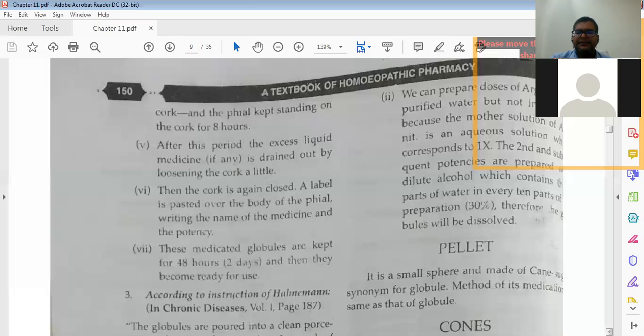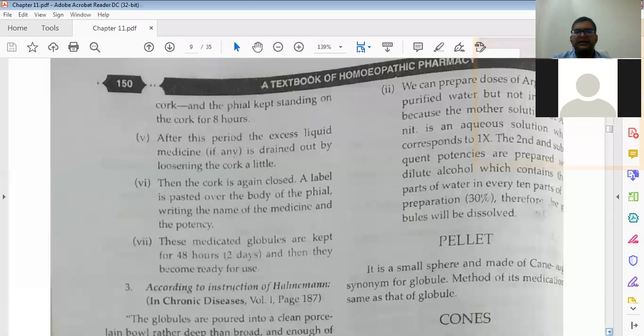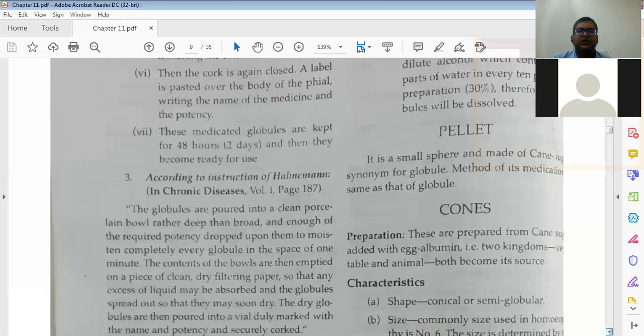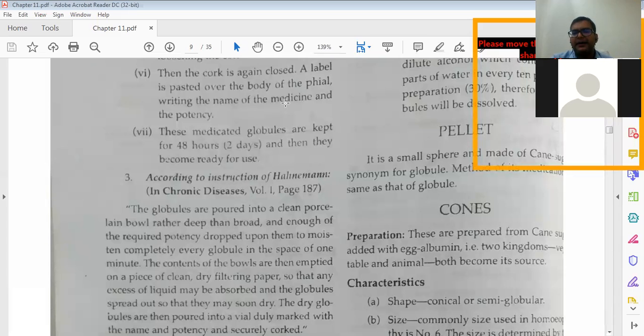Then next is the pellets. Again it is important. Pellets are important as they come as a short note. What is pellets? It is small, spherical and made of cane sugar, and a synonym for globules. So these are called pellets.